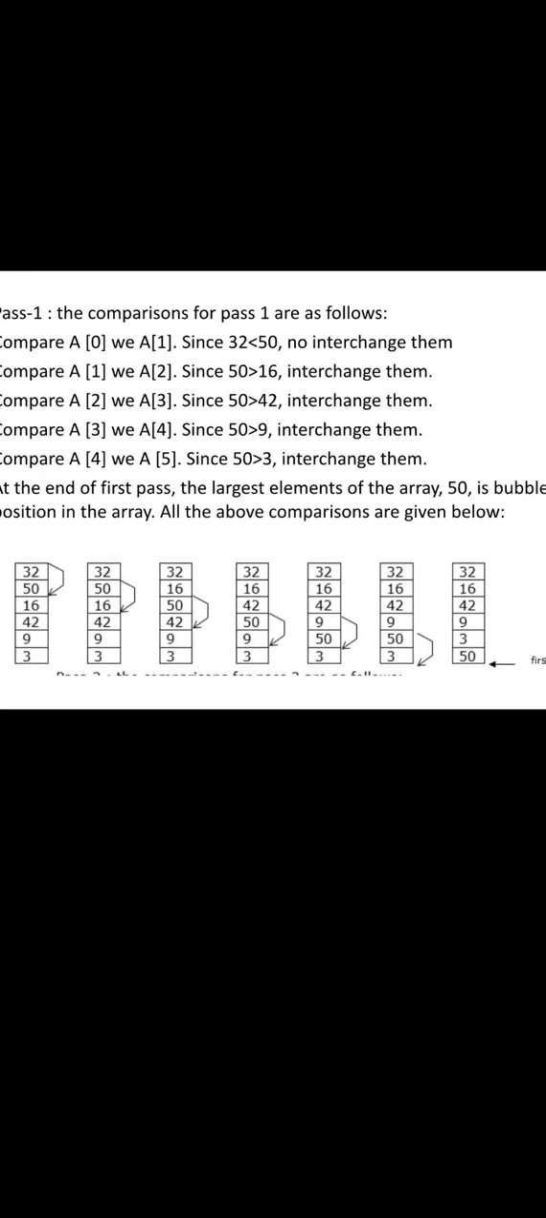So in the first iteration, in the first pass, the comparisons for pass 1 are as follows. Here we have the first element 32. That 32 will get compared with the next element, that is 50. So A of 0 will get compared with A of 1. In this case, we can observe that 32 is smaller than 50. First element is lesser than the second element, then no need to do any swapping, no need to do any interchange. Then it will move on to the next element, second and third.